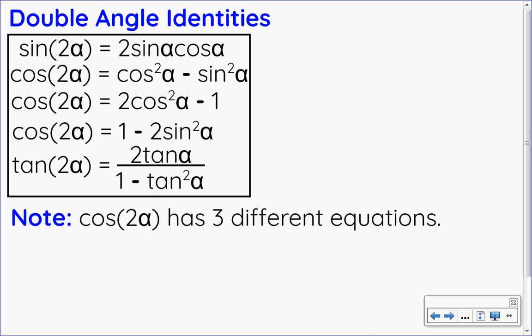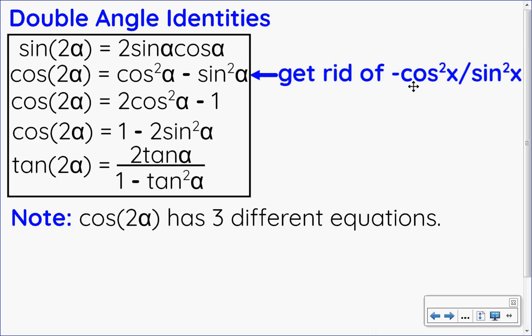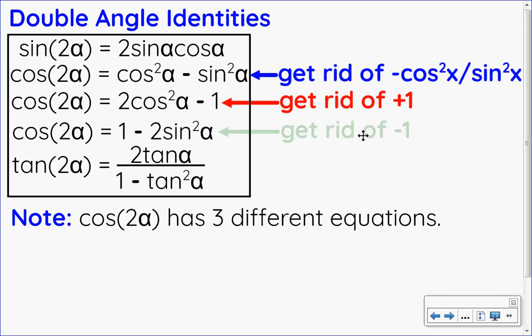Notice that cosine has 3 different equations. Why do I have 3? When do I use each one? They're all different derivations of each other. The first equation, I would use anytime I want to get rid of a negative cos squared or a positive sine squared in my expression or equation. I would use the second one anytime I'm trying to get rid of a positive one, combined with the negative one would cancel. I would use the third one if I'm trying to get rid of a negative one.